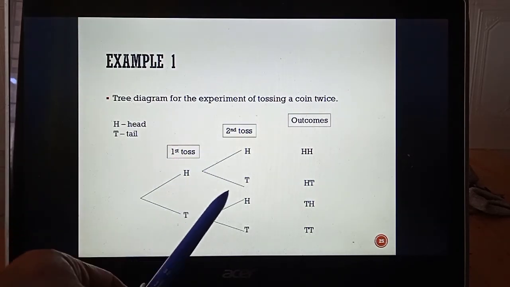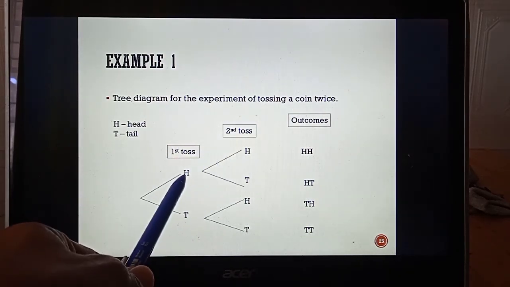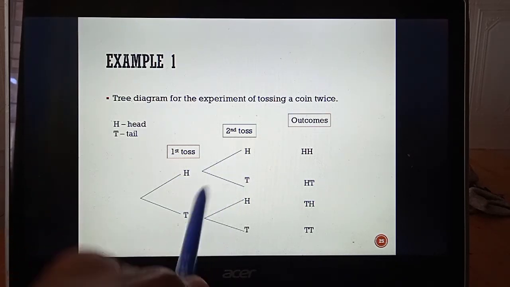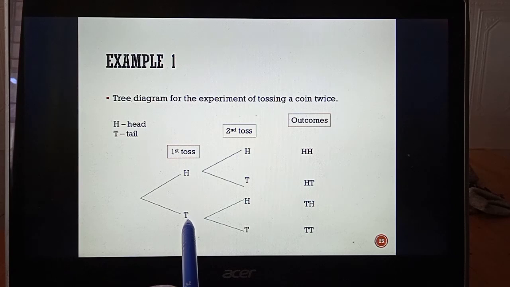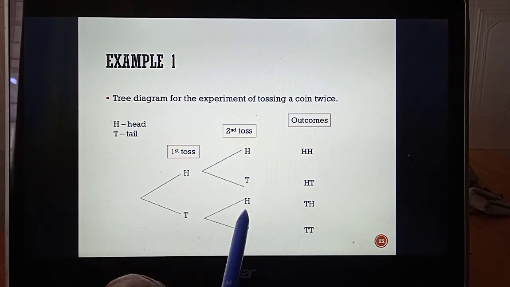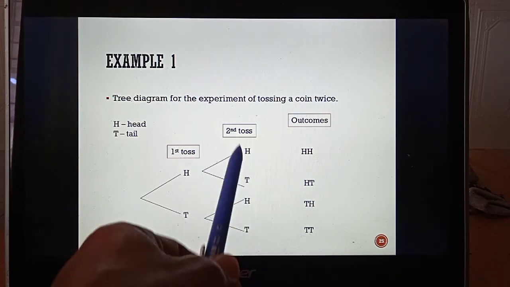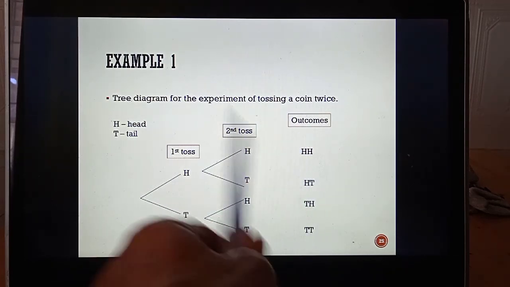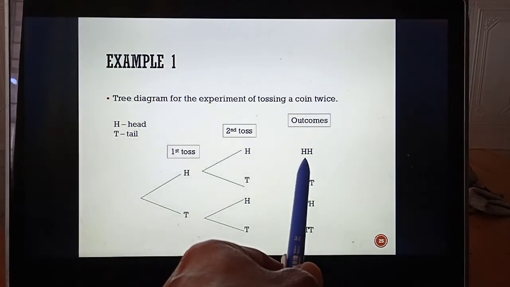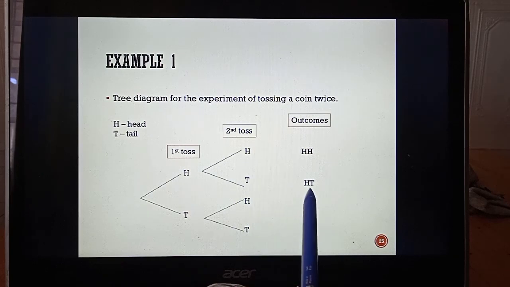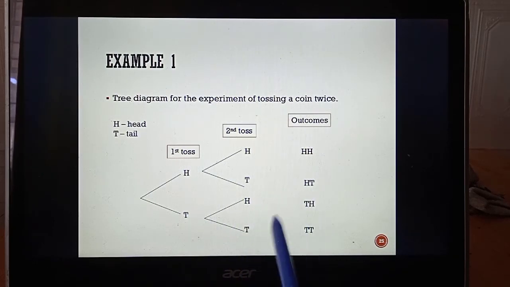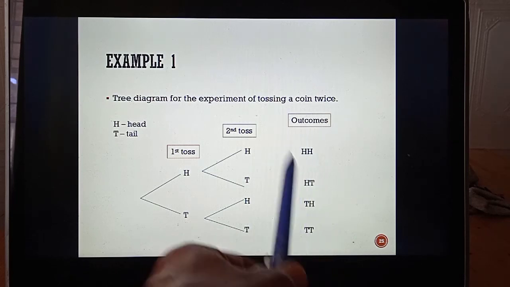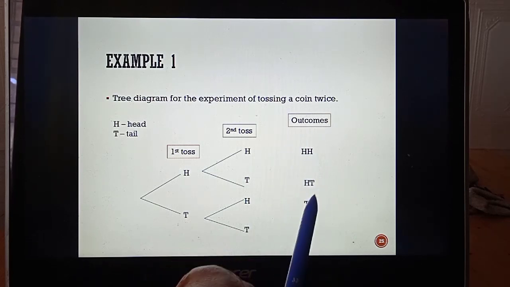Second toss of coins, if the first is head, second toss also could be head or tail. For first toss tail, second toss also could be head or tail. So this is the second toss. So the possible outcomes you can list at last are HH, head and head, head and tail, tail and head, and also tail and tail. So the possible outcomes will be 4.